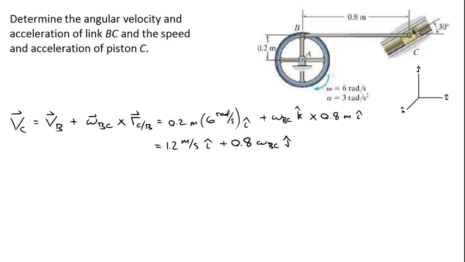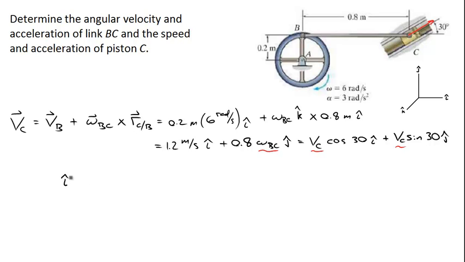Now there's also a constraint here in that piston C can only move to the upper right at an angle 30 degrees above the horizontal. So what I can say is that the velocity, the magnitude, or the speed of C, is equal to Vc cosine 30 in the I hat direction plus Vc times the sine of 30 in the j hat direction. And ultimately what I have are two equations and two unknowns. My two equations are in the I and j hat direction, and my two unknowns are omega BC and Vc.